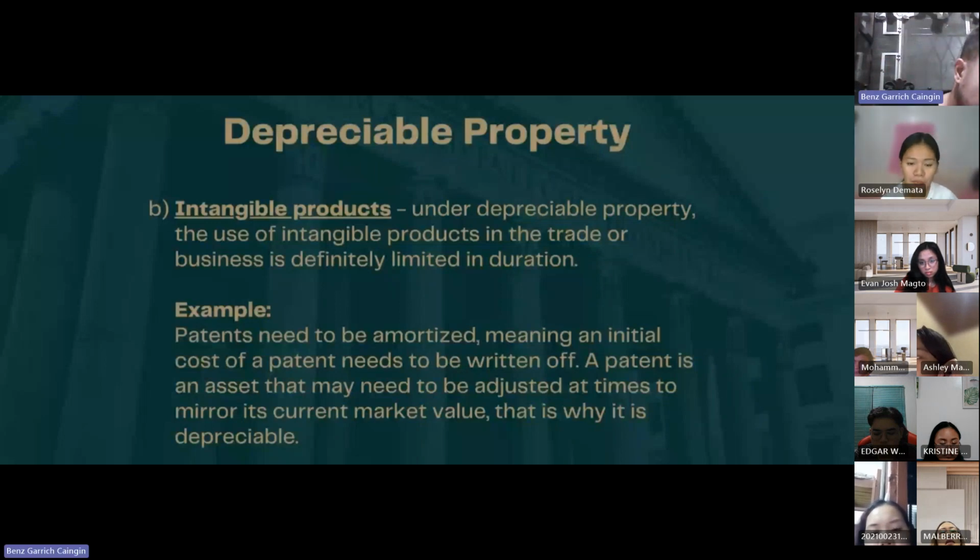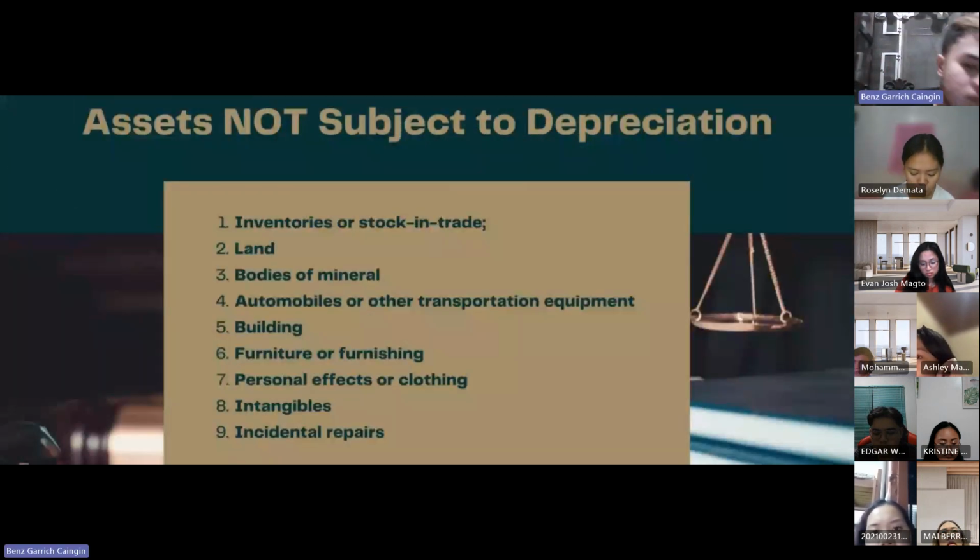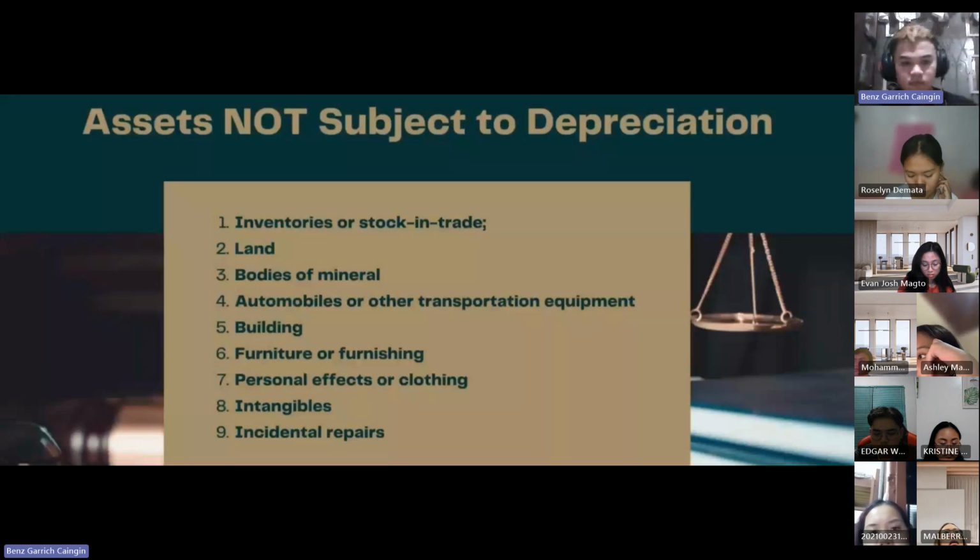Over here we have assets not subject to depreciation. The following assets are not subject to depreciation. Number one, we have inventories or stock in trade. Number two, we have land, except for improvements or physical development added to the land. Those are not depreciated. Number three, we have bodies of mineral, which are already subject to depletion allowance, since they go through the process of removal and suffer depletion. So those are not included in depreciation.